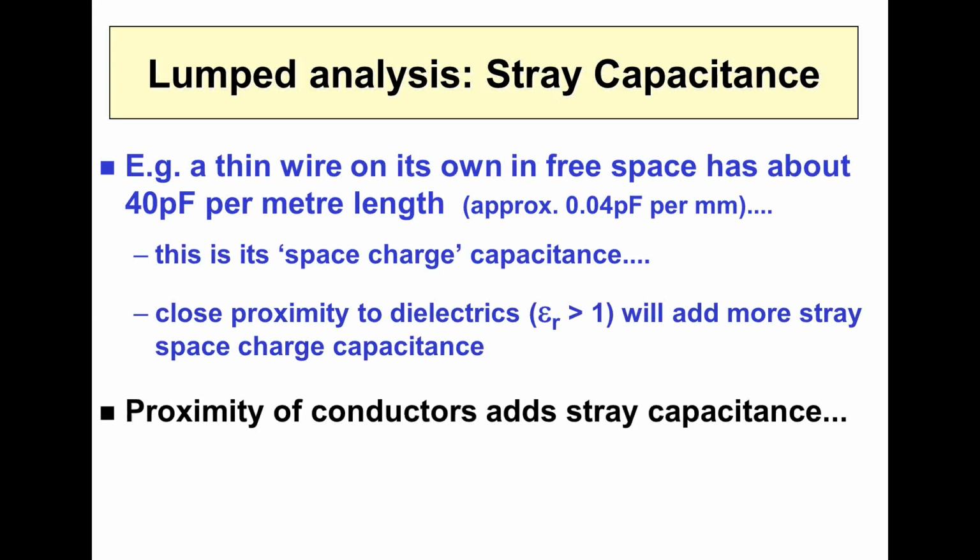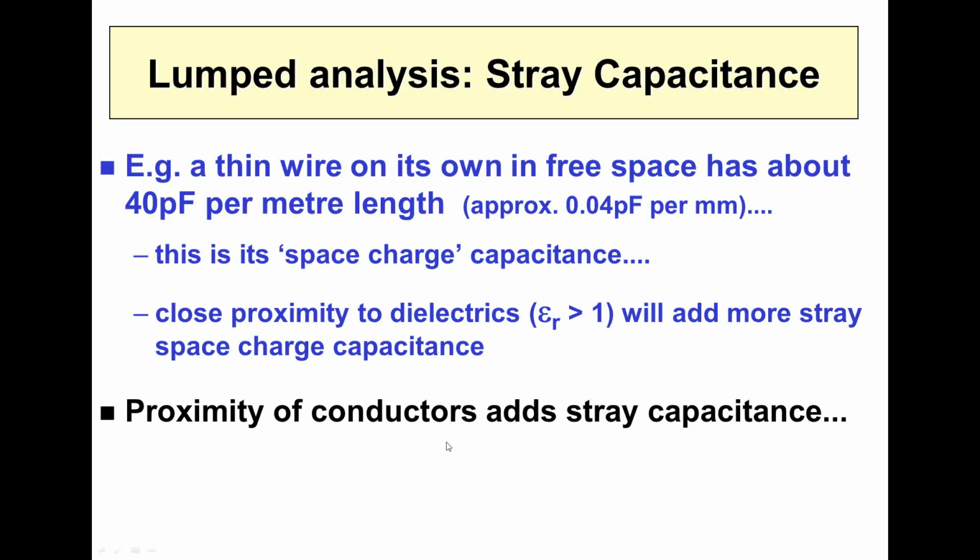2 plates make a capacitor, but things have capacitance on their own. If you have just a thing on its own, like a PCB trace, and put it near a dielectric like FR4, you're going to get more stray space charge capacitance, which means more current to charge it up when you change the voltage.